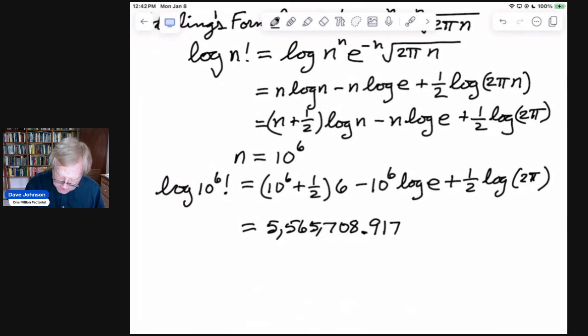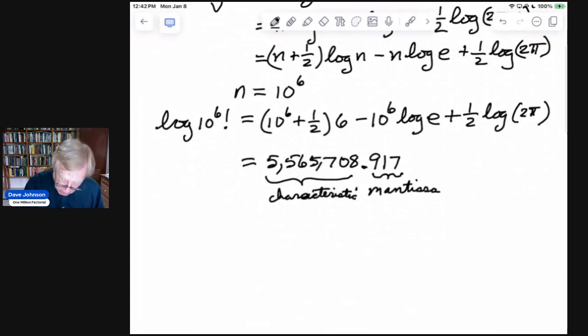And just as a note, the 0.917, anything to the right of the decimal point in a logarithm is called the mantissa. And anything to the left is usually called the characteristic or the exponent.